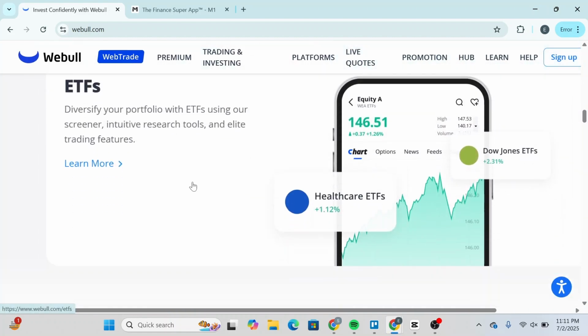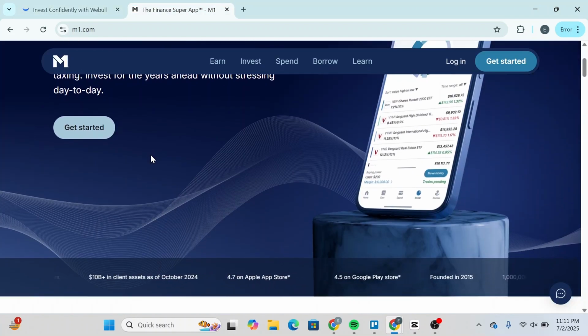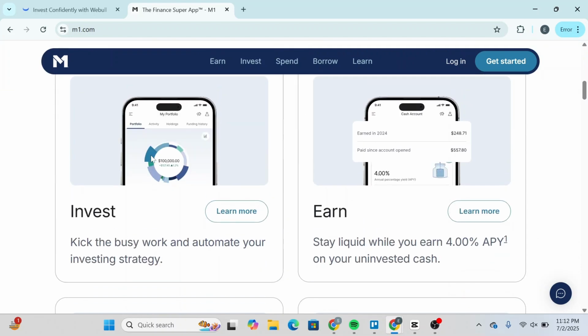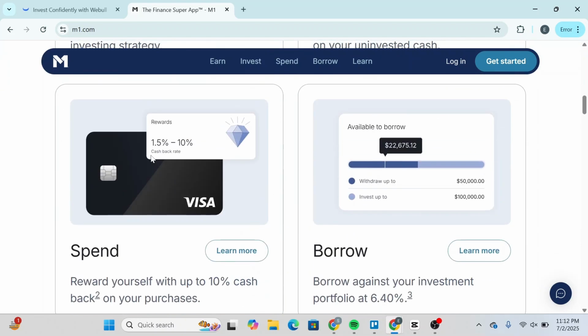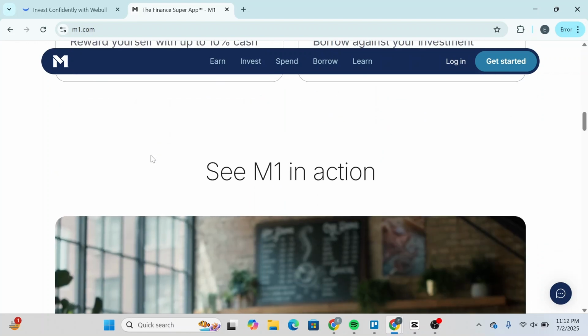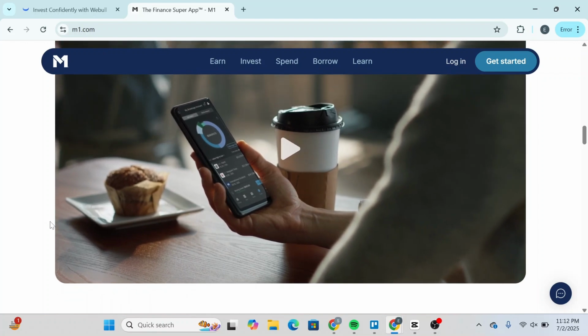M1 Finance, on the other hand, is geared towards long-term passive investors instead of manually trading. M1 uses a unique pie system to help you build a custom portfolio or choose the expert-designed ones, and then automate the investing and rebalancing process. If you're someone who prefers a set-it-and-forget-it approach, M1 is designed for you.